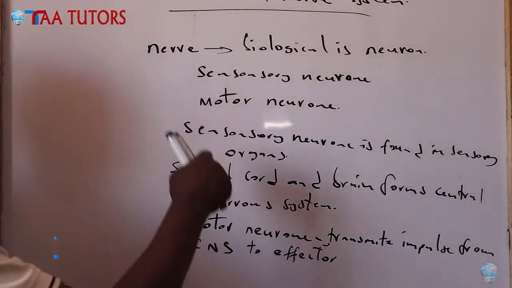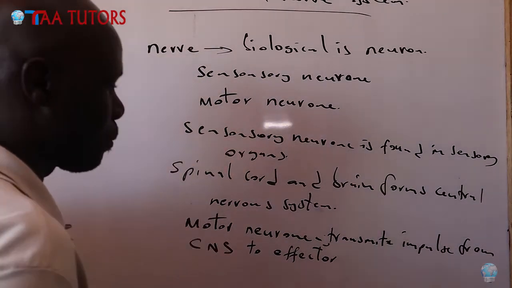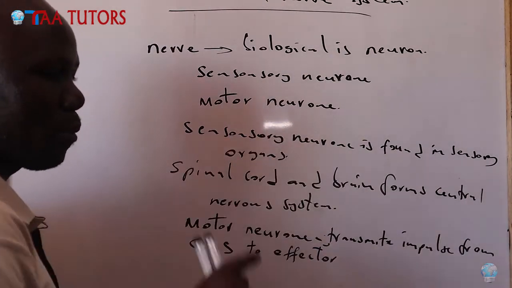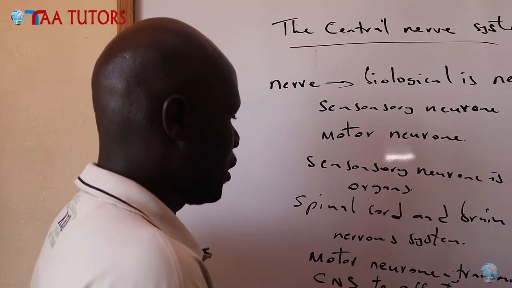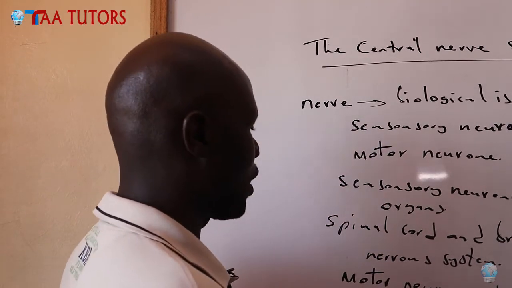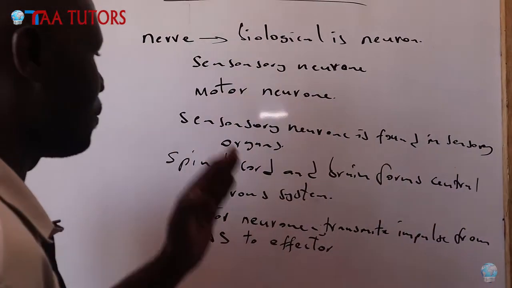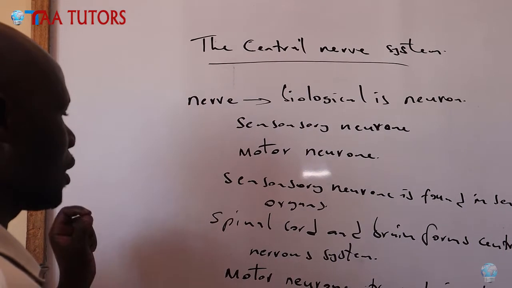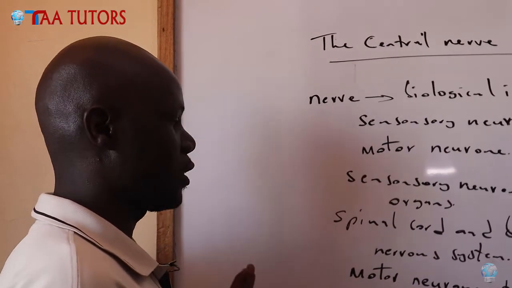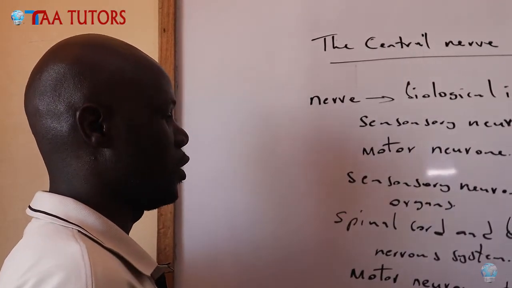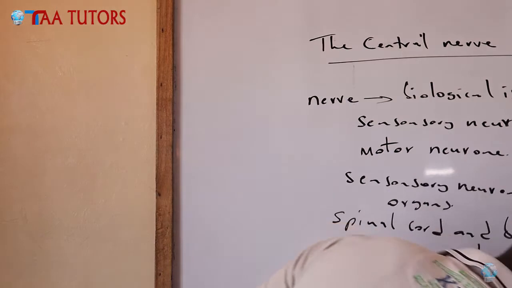Then the work of the motor neuron is to pick the impulse, what has been interpreted, and take it to the effectors, whereby a response will be created. So you can move away, you can enjoy it, or whichever response is appropriate to correct the situation where you are. That one is carried out by the motor neuron. The spinal cord and the brain, we have said, form the central nervous system, whose work is to receive the information and interpret it. In other words, it coordinates it so that we can have an appropriate response. So that is how these particular cells are.